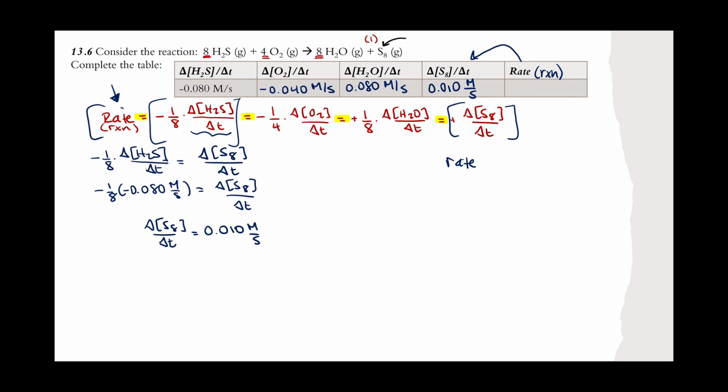If I look at these two pieces exclusively, the rate of the reaction and the octasulfur, I see that they are in fact equal to each other. There's no coefficients, no fractions of any sort, so I can go ahead and fill in this box with that value. And that is how we would do that problem.